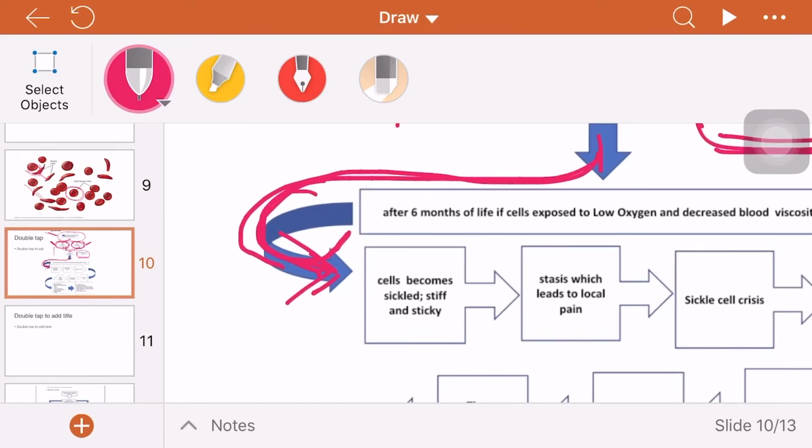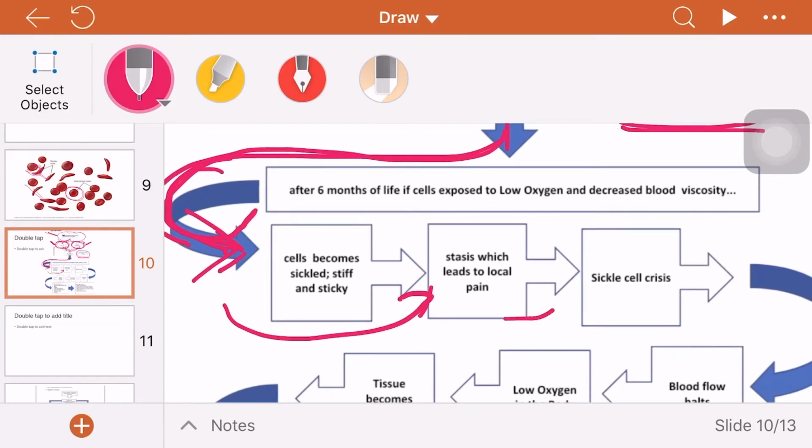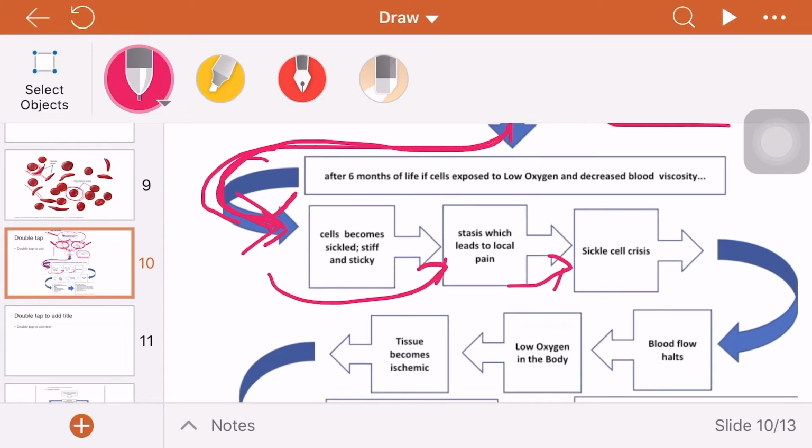They stick together. Once they stick together, what will happen? There will be stasis, which leads to local pain. For example, the cells stick together in the hands or the feet. There will be stasis, local pain, and edema. And then, sickle cell crisis, or the sudden onset of sickling of your red blood cells. The red blood cells die because they are weak. Instead of a 120-day lifespan, your red blood cells last only 10 to 20 days. So they die. What will happen?